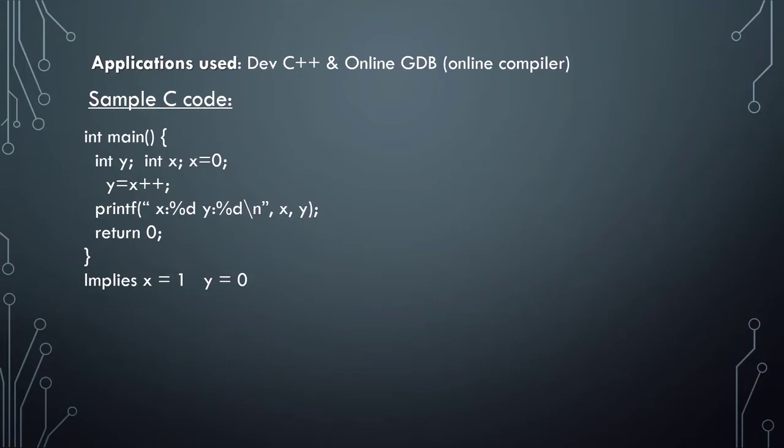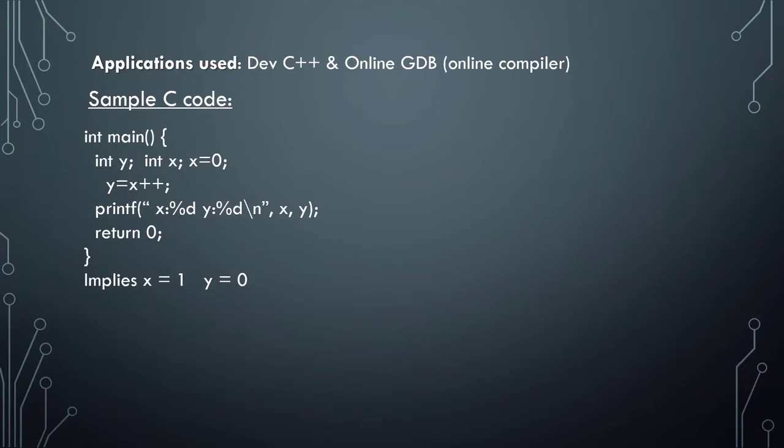Below is a sample of the C code. Always, we need to declare the main function. So we have int main, and then we need to declare the variables, whereby we have int y and int x, with x initialized to 0. And then we have the instruction y = x++, which means y is going to have the same value as x, but x is going to increment by 1.